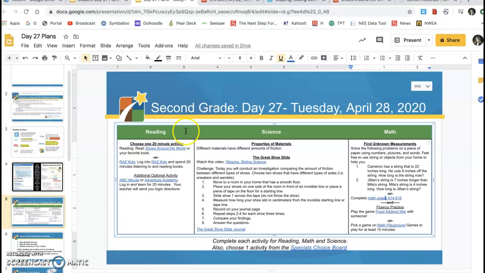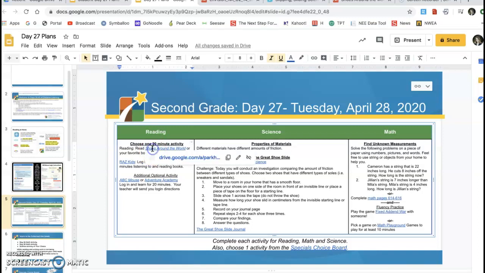But for reading today, we have a few activities just like usual. Choose one 20-minute activity, and I believe I've said before, even I would say even 30 minutes would be a good appropriate challenge for a second grader at this time. So if your child's up for that, I'd highly suggest they do that.